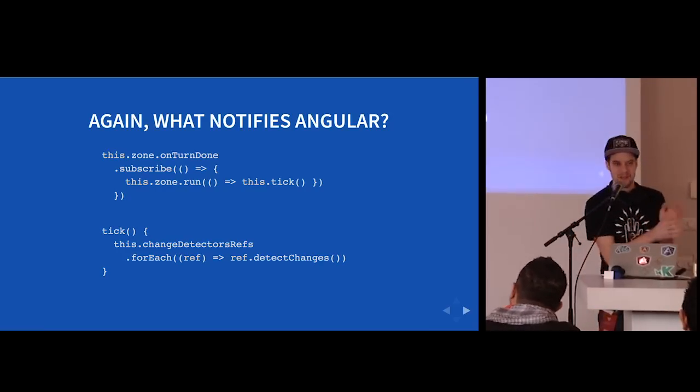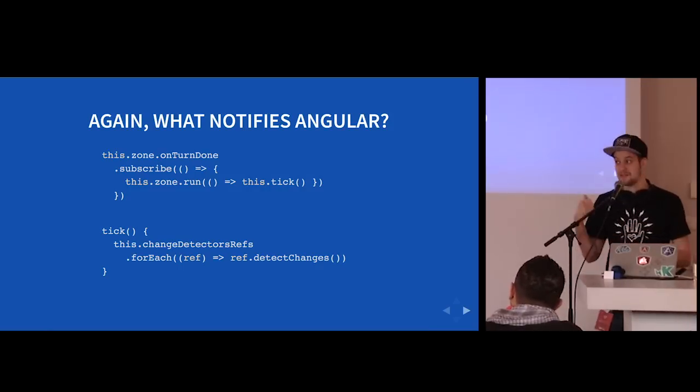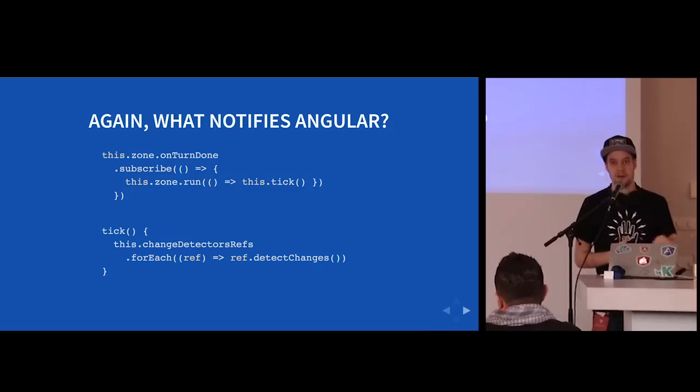If you wonder what triggers Angular to update the view, it's just that. It just uses the power of zones. It extends the global zone, and then basically just runs this simple function. That's all that happens.